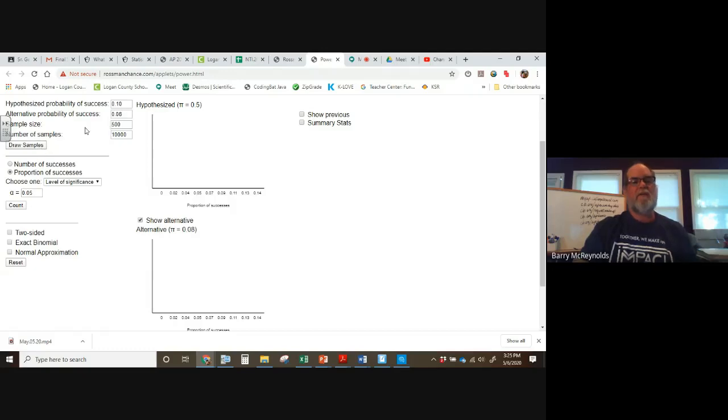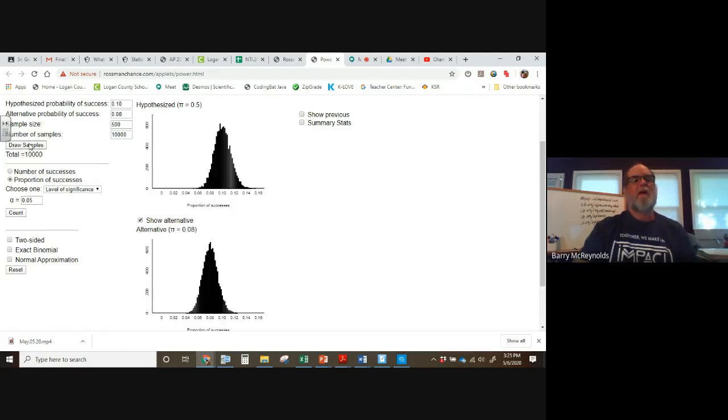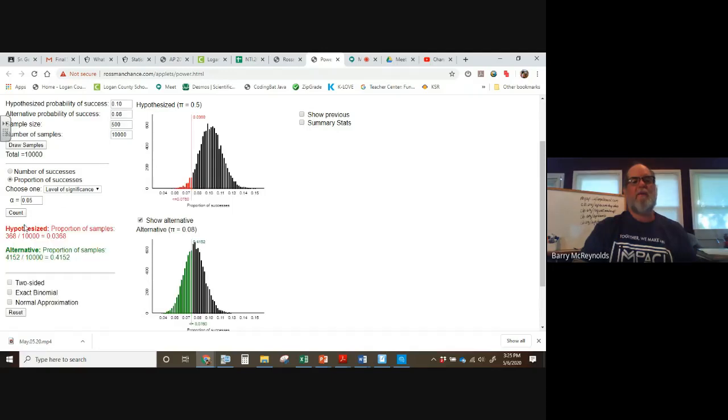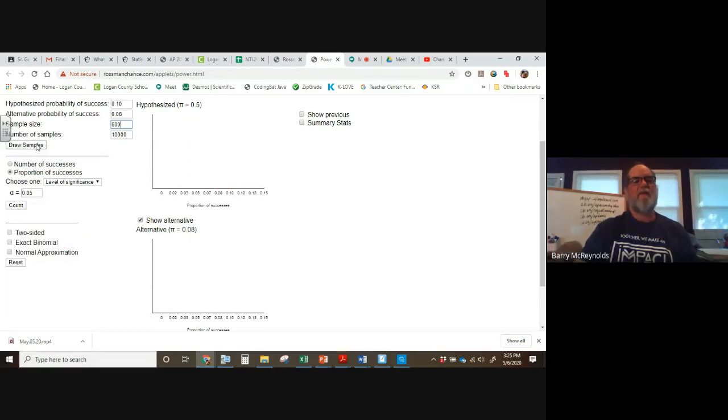Okay, so let's try a sample size of 500. We'll draw our samples, and now we'll check and see. Even if I do a completely different sample of 10,000 different cases with a sample size of 500, I still get a power level of about 0.42. So pretty consistent results, even though I took another sample. Now I could continue to do sample after sample, but I want to see what sample size gets me to a power level of 0.64.